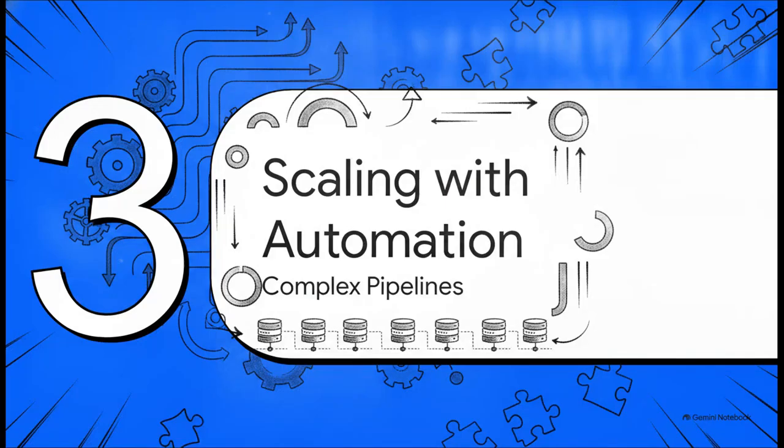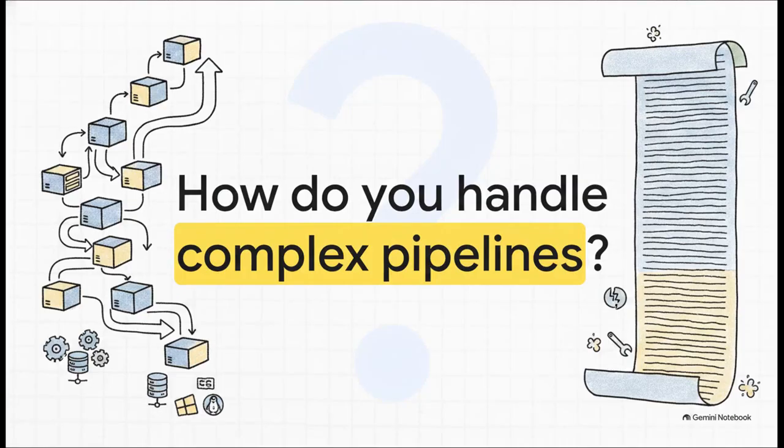Okay, Section 3, Scaling with Advanced Automation. Here's the big transition question every growing engineering team hits eventually. How on earth do you handle complex pipelines? I mean, when you have dozens of microservices, multiple operating systems, and all sorts of varying testing environments, those simple YAML files can quickly turn into thousands of lines of totally unmanageable code.